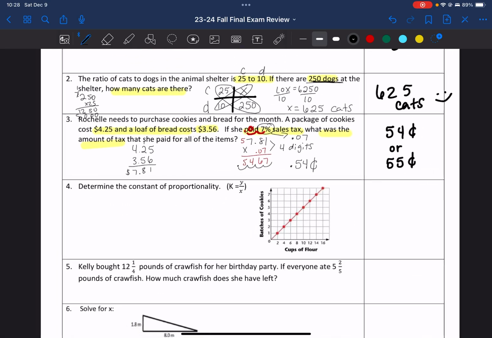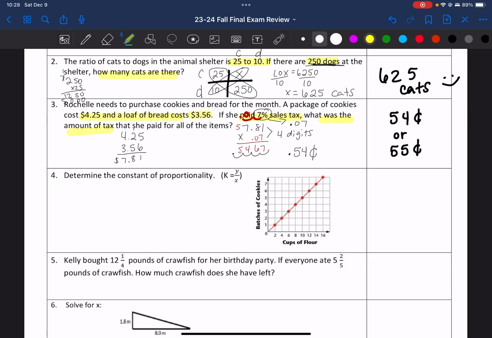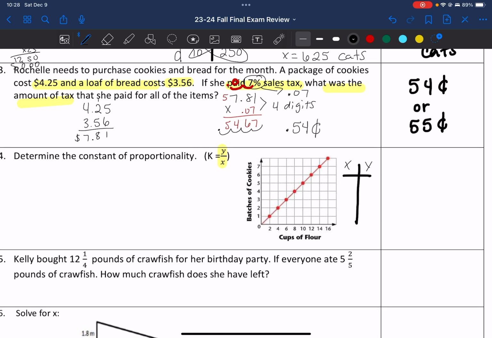All right, let's go ahead and move on to number 4. Determine the constant of proportionality. You have the formula written already here, okay? All you have to do is make a table, X, Y, and pick 2 points. I'm going to pick this first one, and I'm going to pick this one over here. It doesn't matter, but I'm going to pick 2 points, okay? So here, remember, this is X, this is Y. That'd be 2, because we always go with the X first. 1. This one over here is going to be 14. And 7.